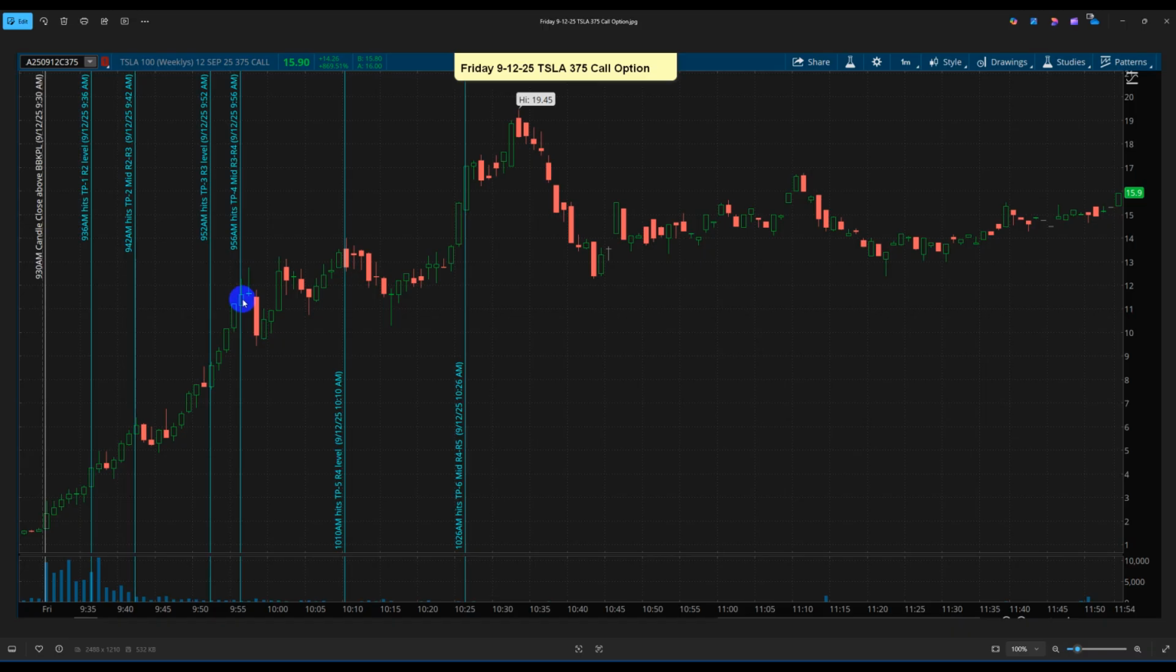Here's the 9:56 candle where it hits TP4, the mid R3, R4 level. Here's the 10:10 a.m. candle where it hits TP5, the R4 level. And finally, the 10:26 a.m. candle where it hits TP6, the mid R4, R5 level.